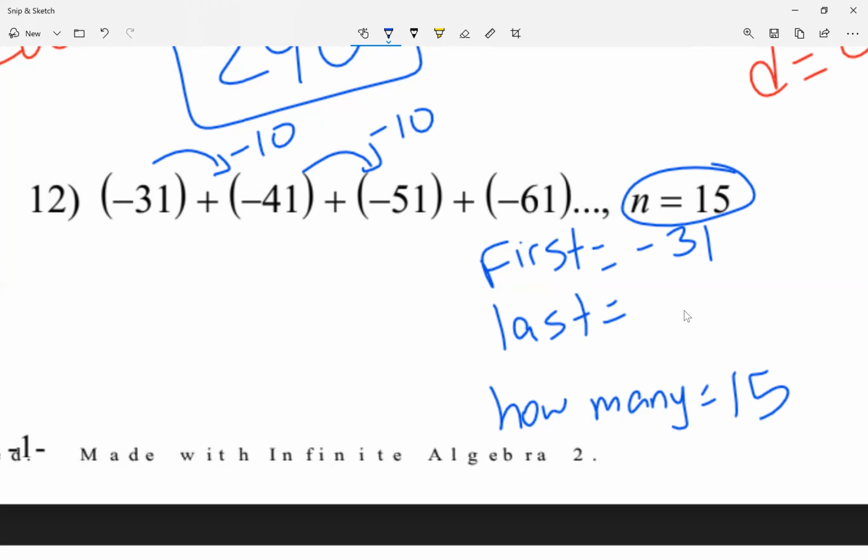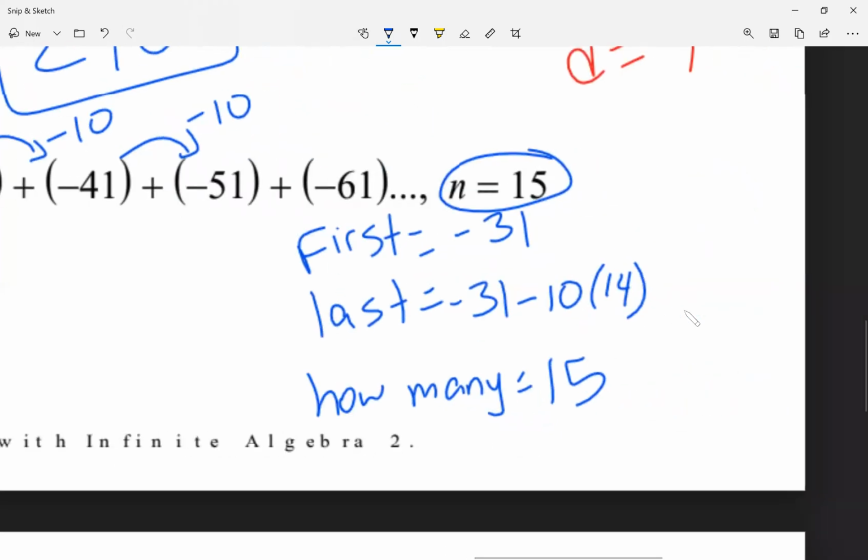All right. So for us to find the last number on the list, I'm going to say negative 31, because that's the first number. I'm going to subtract 10 14 times. Again, remember the n minus 1 we just used? I want to find the 15th number on the list, so I do the common difference 14 times. It is always one less because we start the common difference from the second number. So that's why it's always one less. Negative 31 minus 10 times 14. Remember to multiply first. This gives me negative 171.